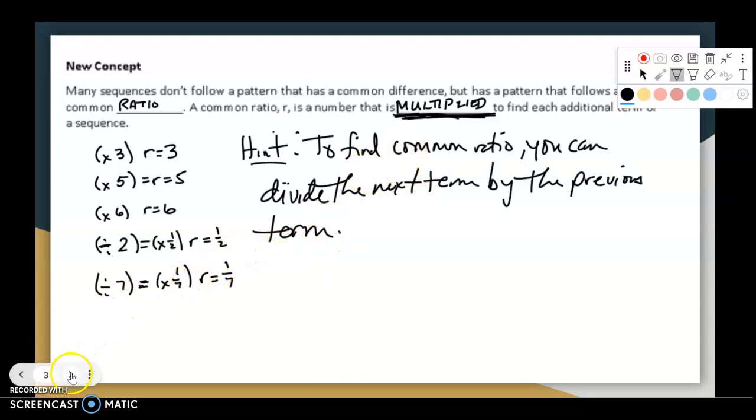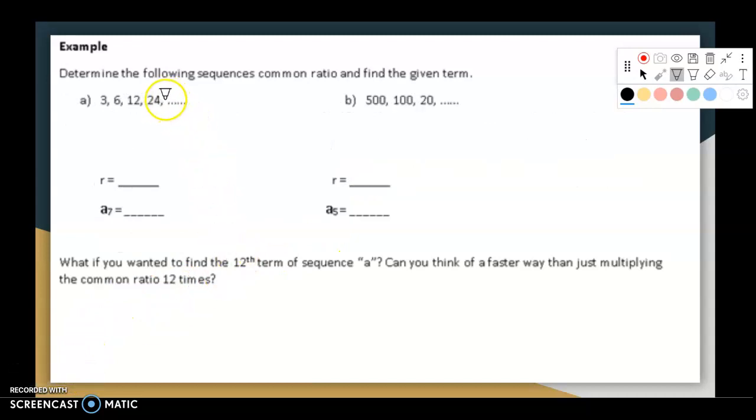All right, so let's talk about these common ratios given these sequences. Here's a sequence. I'm going from 3 to 6 to 12 to 24. So I'm obviously multiplying by 2 each time. That makes my common ratio 2. And if I want to find A7, I'd have to multiply a couple more times. So I'd have 48, 96, and 192. So A7 is 192. I just keep multiplying by 2 to get there.